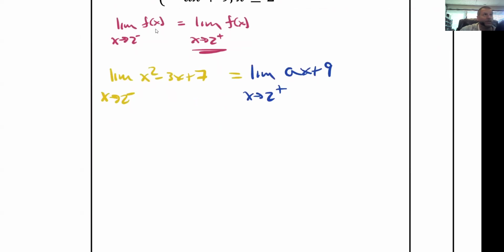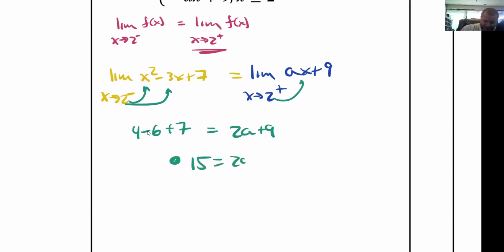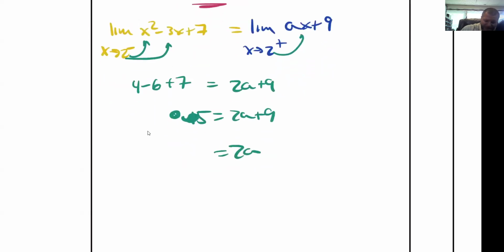So both of these are just well-defined polynomials that would obey the substitution rule, so I can just plug in 2. So 2 squared is 4, minus 6, plus 7. That should equal, I can plug in the 2 there, 2a plus 9. So what are we getting? We're getting 11 minus 6. That should be 5 equals 2a plus 9. So 2a is -4, so a should be -2.